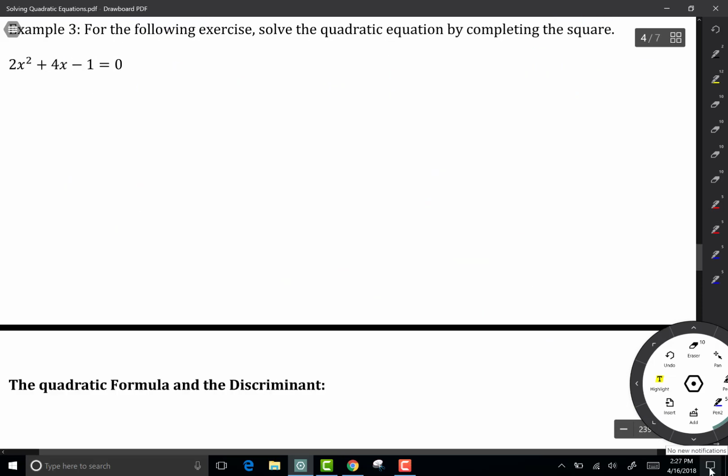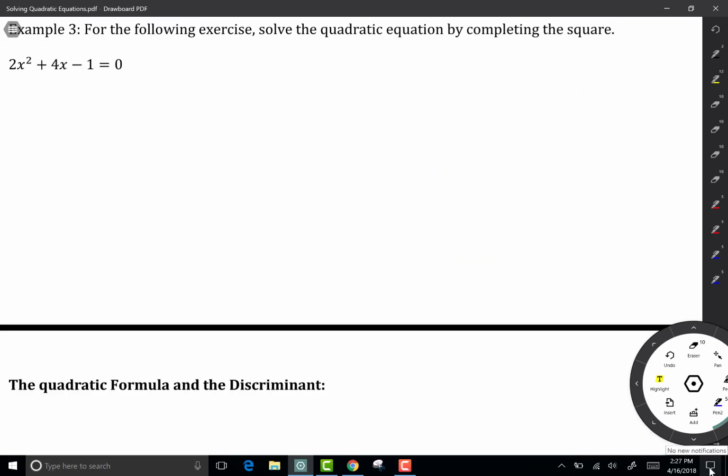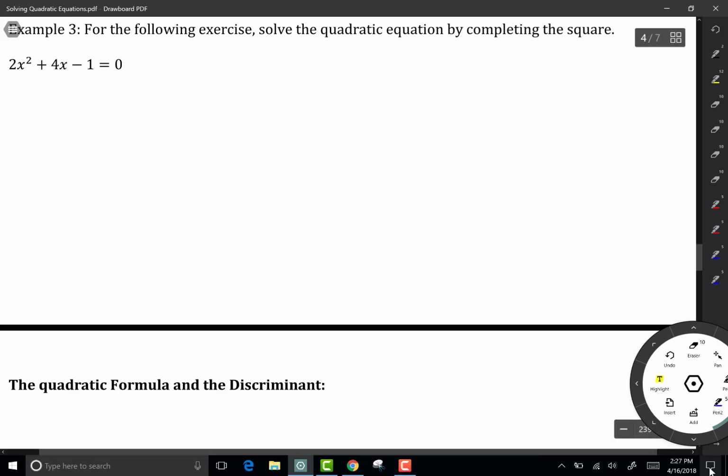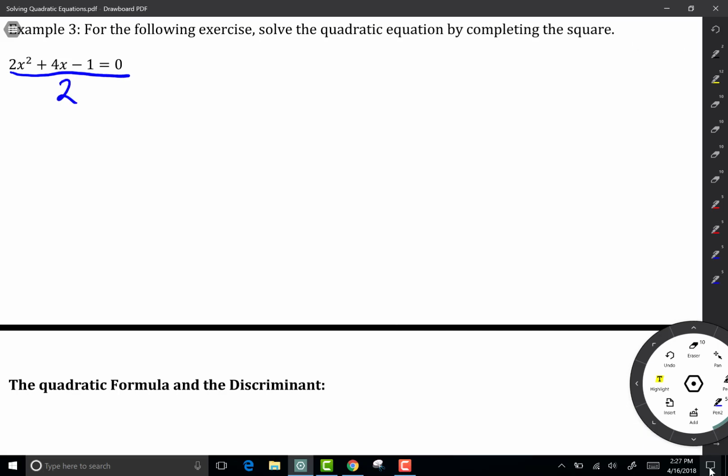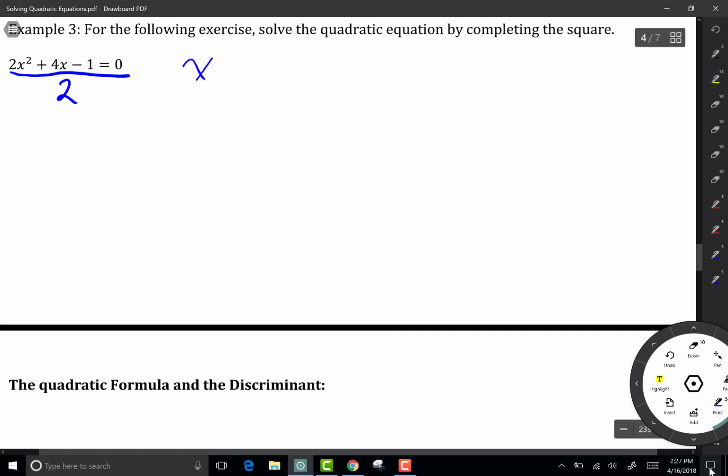Okay, in our last example, we do have a value in front of our x squared that is not equal to 1. So the first step is I need to divide everything by 2 in order to get that x squared to have a coefficient of 1. So that's going to give me x squared plus 2x minus a half is equal to 0.